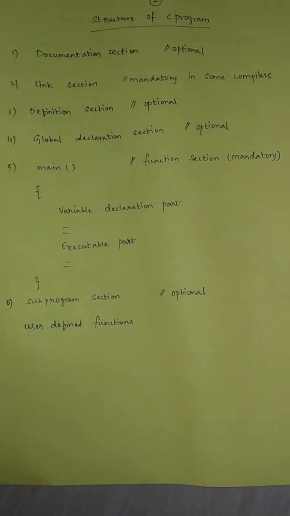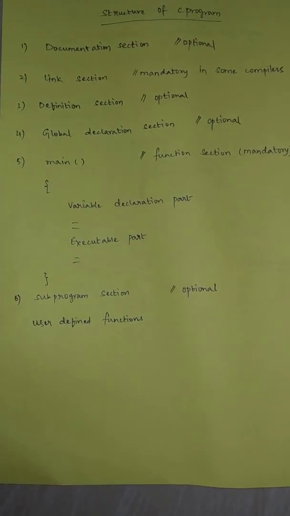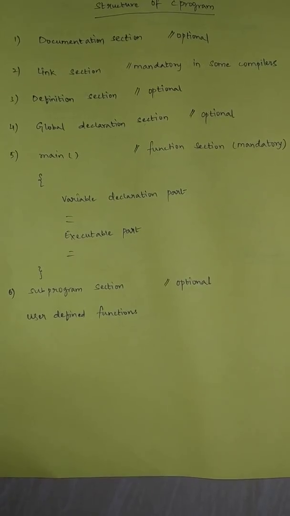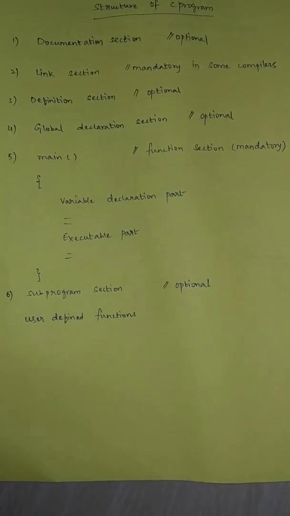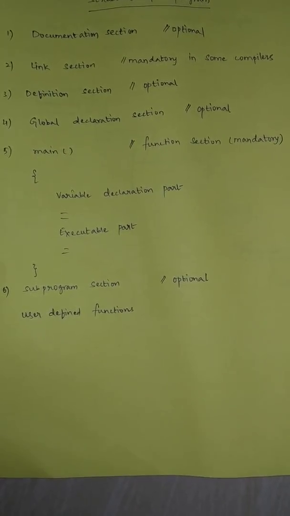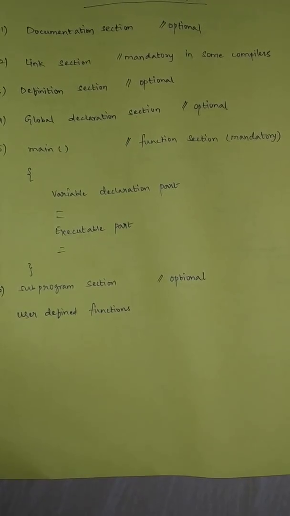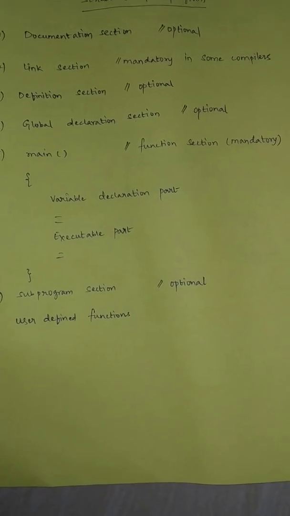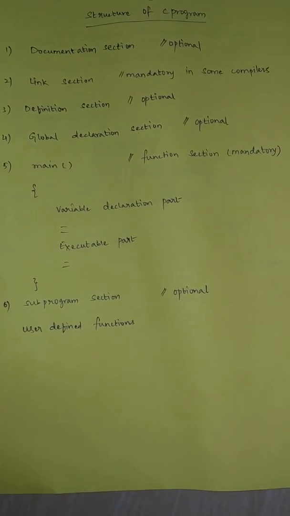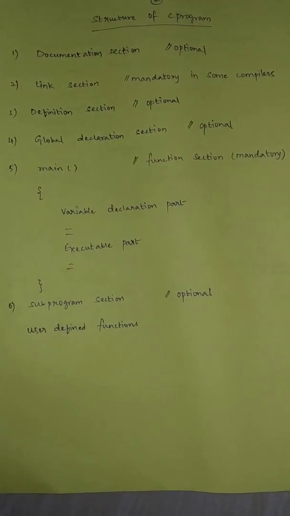So basically we have six main steps that are involved in the structure of a C program. The first part, as you can see, is called the documentation section, which is optional. That means you can mention it in your program or you need not. So what is this documentation section? It is nothing but giving the details of the particular program, like what is the title of the program, who is the author, when was this program developed, the time of development, or any other extra information you want to give about the program you are writing. All such matter related to the program can be written in this documentation section, which is optional.